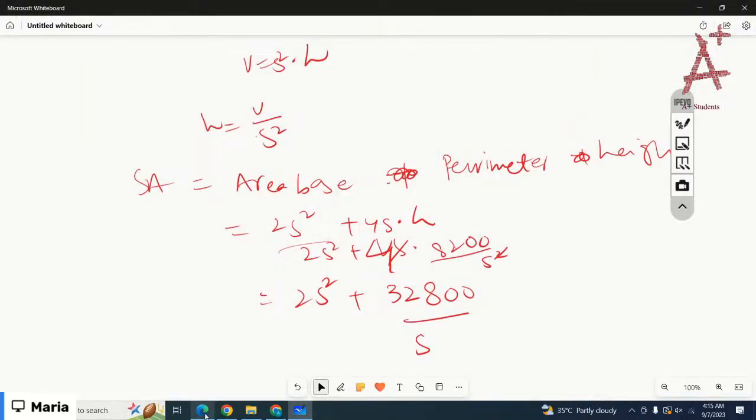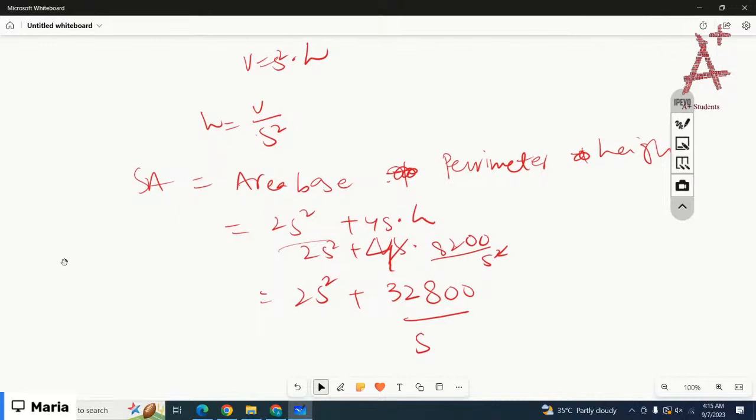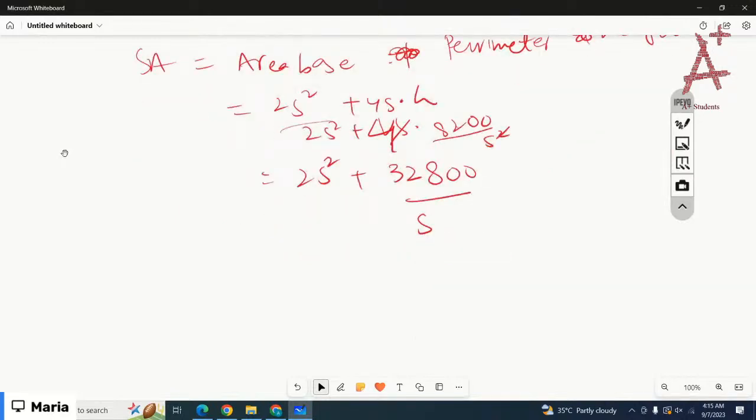Okay, so if A equals 7, right? You are given A equals 7. So that means you can do H equals V over A square. That would be V is 8200 and 7 square is 49. So it would be 167.3 centimeter. That is the height, right?